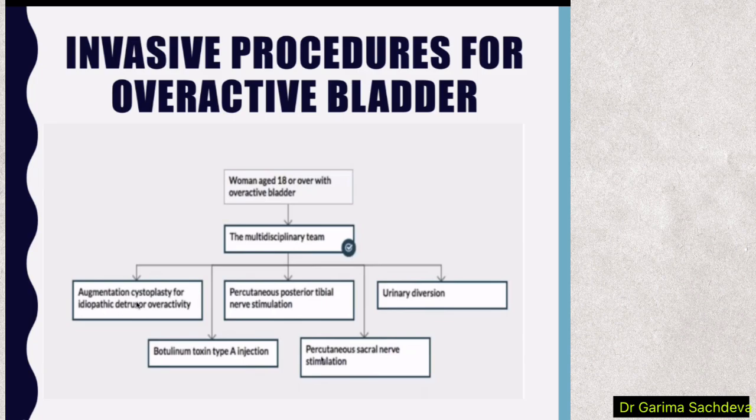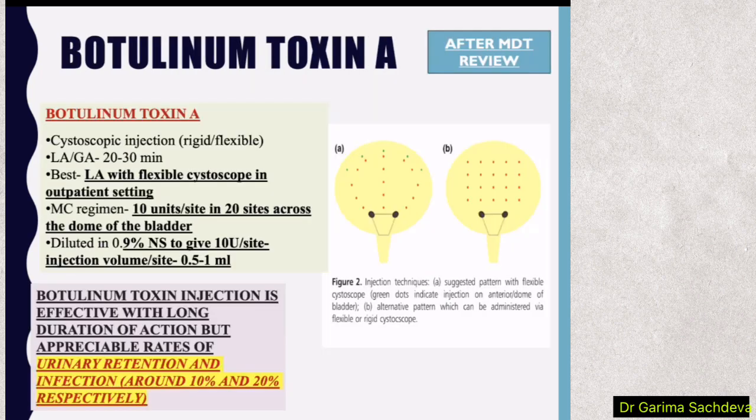Then what are these invasive procedures? Either it could be surgery, augmentation cystoplasty, or botulinum toxin A, or percutaneous posterior tibial nerve stimulation, or percutaneous sacral nerve stimulation, or urinary diversion. So we'll be discussing one by one what these are.